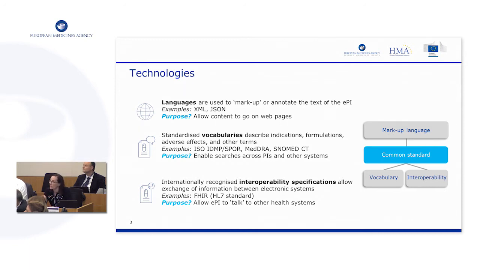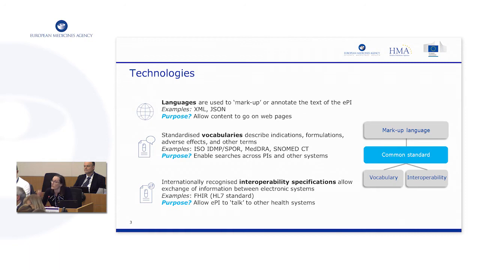In addition, the common standard should include controlled vocabularies, so that the same words are used to describe the same important facts about, for example, indication, formulation, and so on. We also heard a little this morning about the SPOR project, which is the EMA implementation of ISO IDMP controlled terminologies. What is the purpose of having these standardized vocabularies in the common standard? It is that they will enable searches across all PIs and indeed across PIs and other systems.